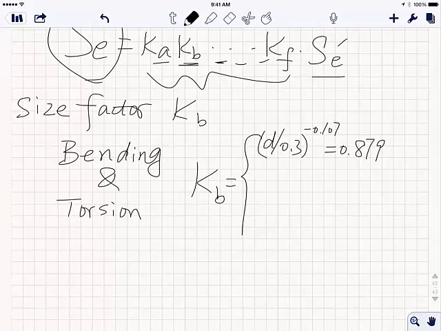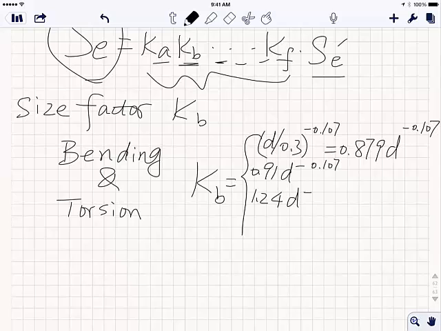or equal to 1.24 d to the negative power of 0.107, or lastly 1.51 d to the negative 0.157. All right, so of course you have four different conditions. That is all decided by the diameter of the shaft or the beam.